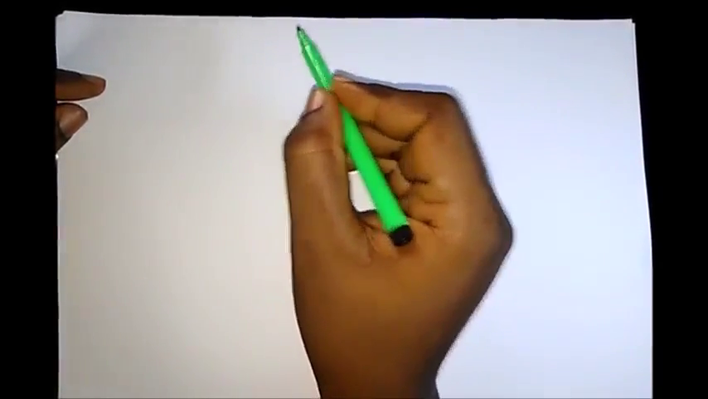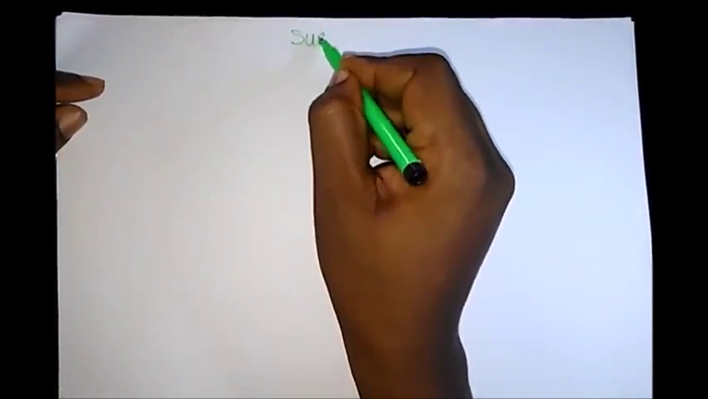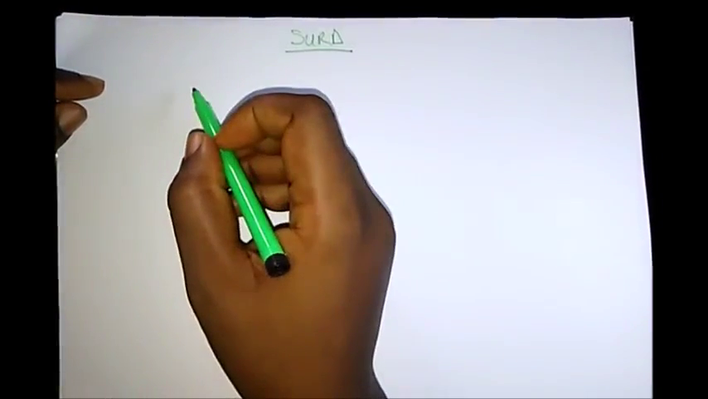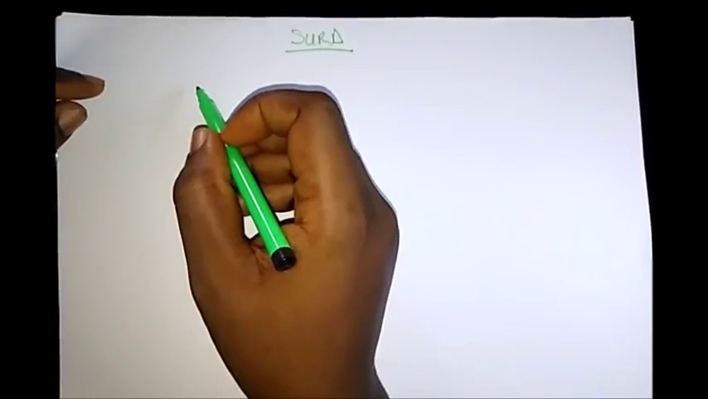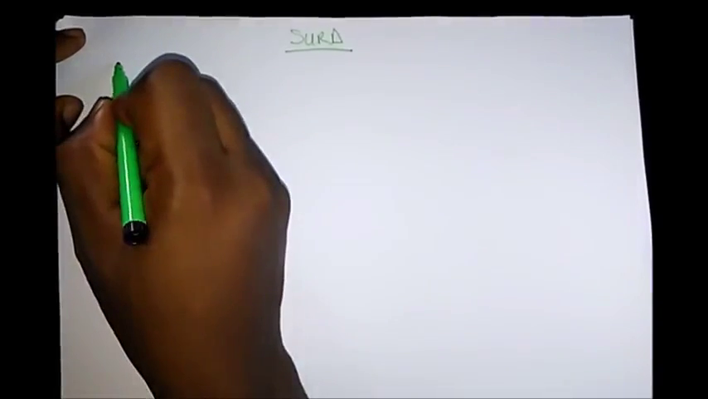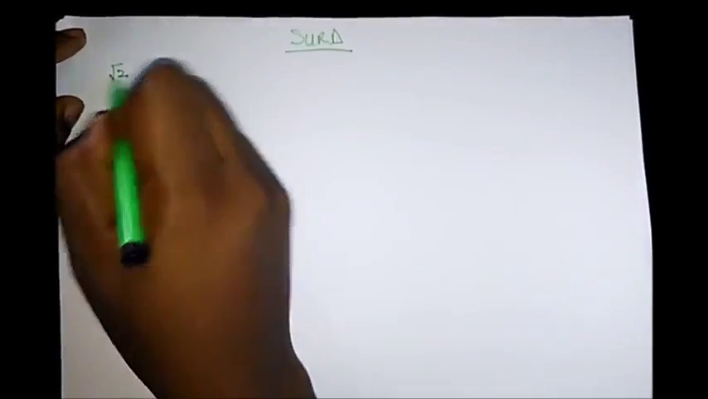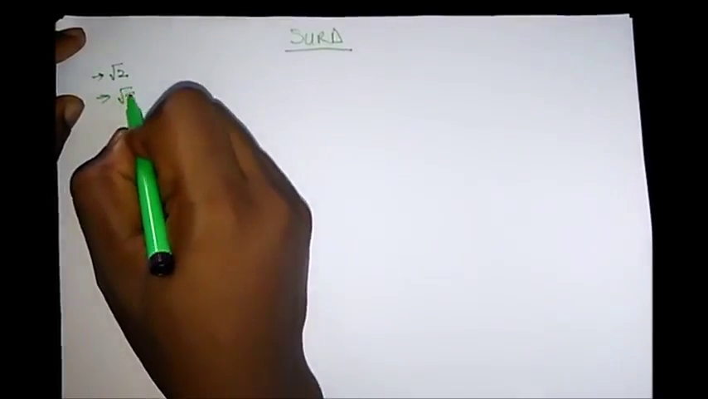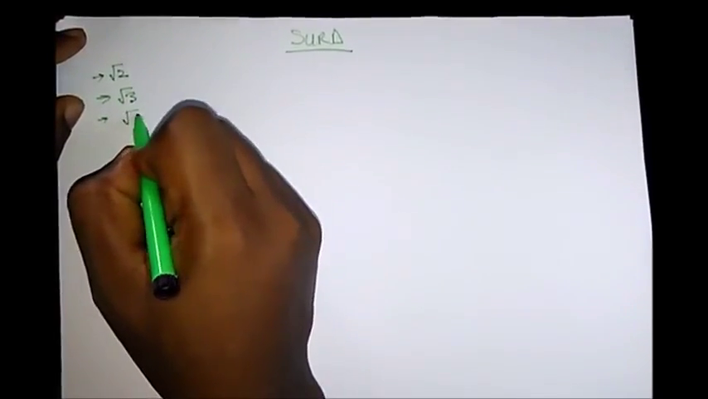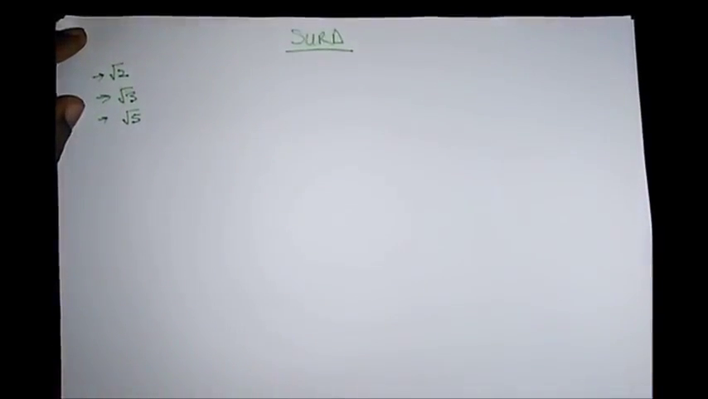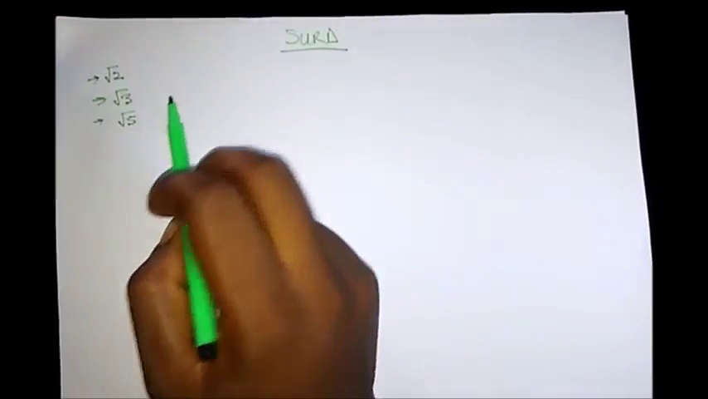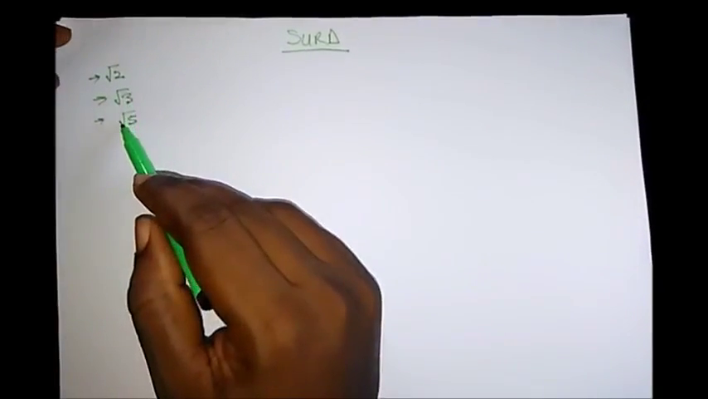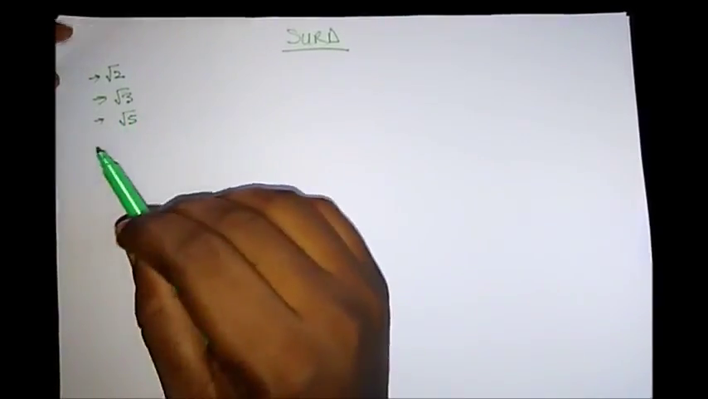Today we're going to be looking at surds. Now what are surds? Surds are the square roots of non-perfect squares. For example, you have square root of 2, square root of 3, and square root of 5. So surds are square roots of non-perfect squares, and these are some examples that we have.